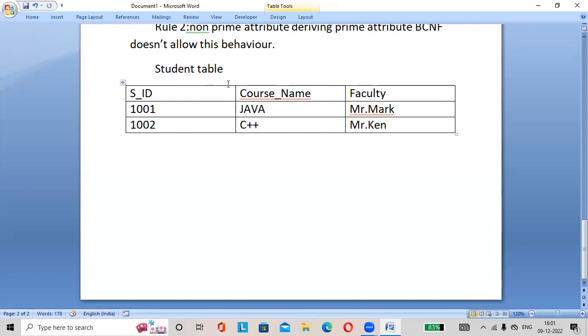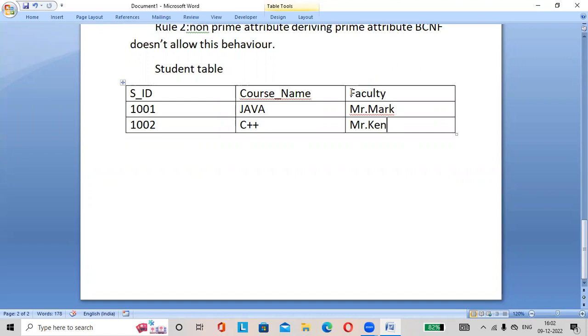Here the student ID data type is integer, course ID is integer, and the names are varchar. So it is in 1NF. What are the rules of second NF? First, it should be in first normal form. Next, there must be no partial dependency. Here, is there any partial dependency? No partial dependency, so it also satisfies second normal form.